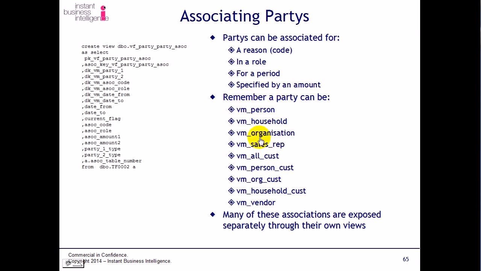Now remember, a party can be a person, household, organisation, sales rep, all customers, person customer, organisation customer, household customer, and vendor. And many of these associations are exposed separately through their own views.